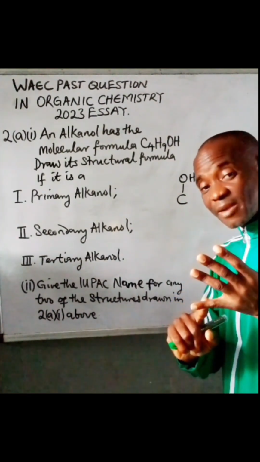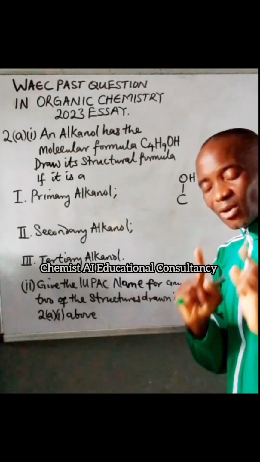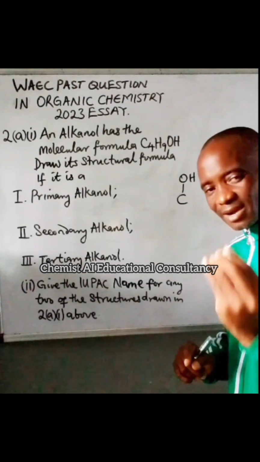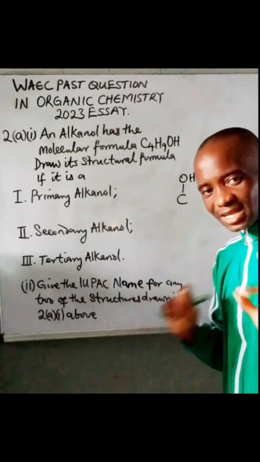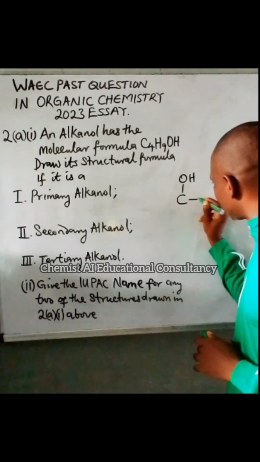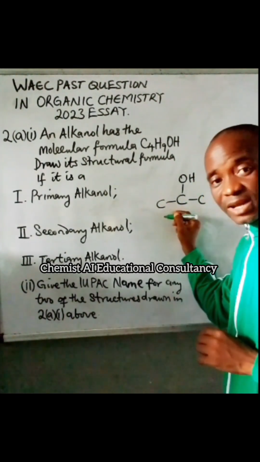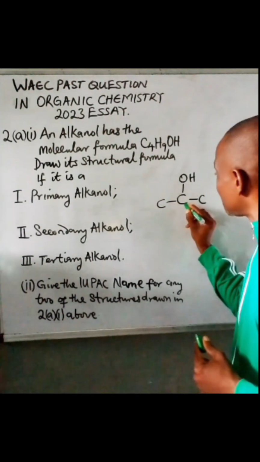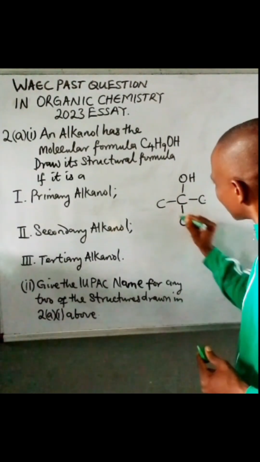Now the alkanol is primary if the carbonyl carbon is bonded to only one neighboring carbon or is not bonded to any neighbor at all. It is secondary if the carbonyl carbon is bonded to two neighboring carbon atoms. And it is tertiary if it is bonded to three neighboring carbon atoms.